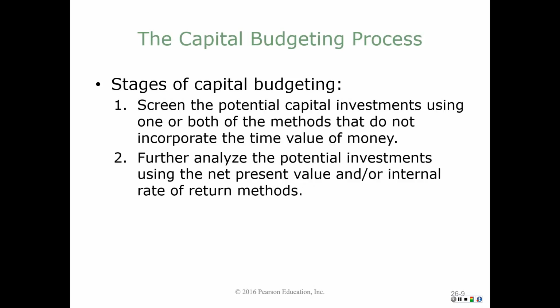So, as we said, there are a couple of stages in capital budgeting. We're going to look at all those potential investments using one, two, or all four of the methods that have been recommended for us. Once we've screened our investments using the payback method or the accounting rate of return, if we have vetted them down to the top investments, we may use the internal rate of return or net present value methods to further break that decision making down.